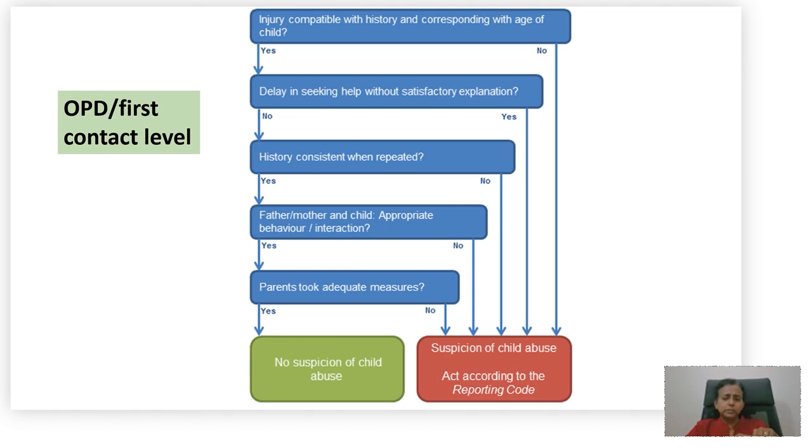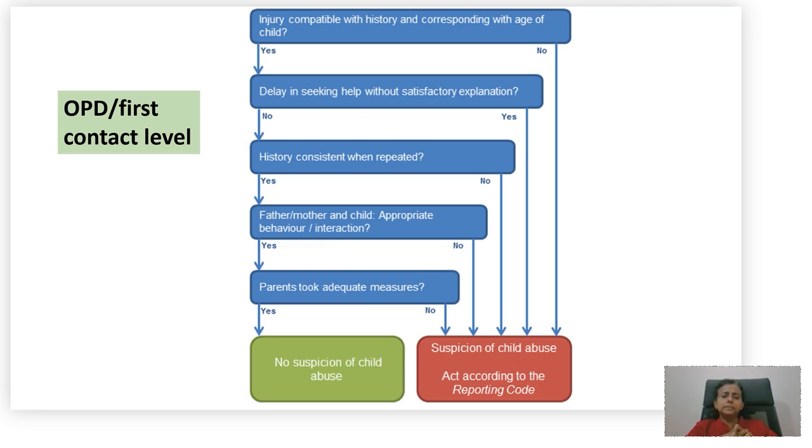There are a few questions you may want to ask, and if the answer is no to these questions, then definitely there is a suspicion of child abuse. Is the injury compatible with the history and corresponding to the age of the child? If the answer is no, then obviously you have to suspect. Delay in seeking medical advice: if the answer is yes, then you have to think of child abuse.